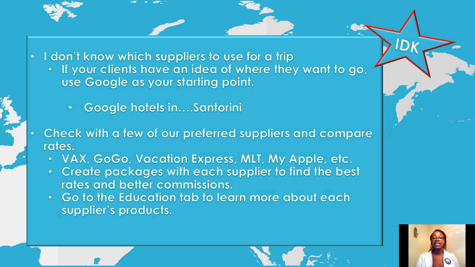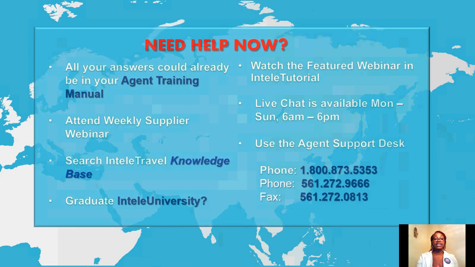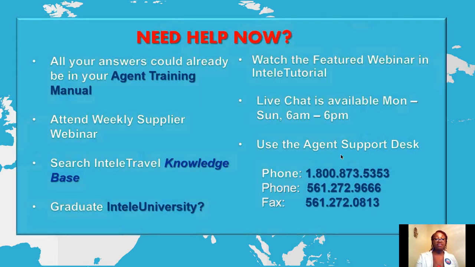So start at Google. Google is a very simple and easy place to start. And then you take it from there. You use our suppliers and compare rates, compare the prices with them, okay? And if you guys need help, all your answers are in the training manual, knowledge base in our back office. Attend the weekly webinars, guys. We keep up to date with what's going on. Graduate from IntelliTravel. Don't be a dropout. Graduate from IntelliTravel. You'll be well knowledgeable, and then you'll have the confidence to definitely help your clients, okay? Watch the featured webinars on IntelliTravel tutorials, the live chat, agent support. You guys have that information.